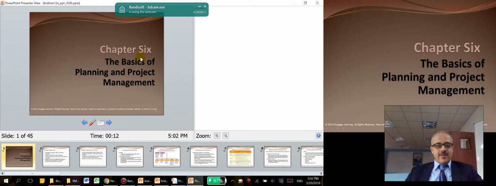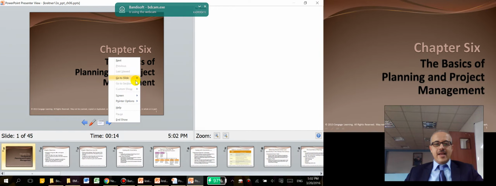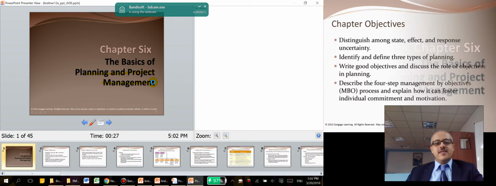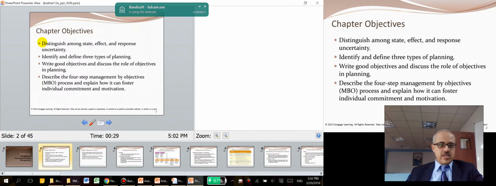Chapter 6 talks about the basics of planning. And what we mean by planning is how you manage your project. Okay? Because planning is basically we look at everything as a project and then how we plan it. And in this chapter, it talks about these objectives. We want to distinguish between state, effect, and response uncertainties.